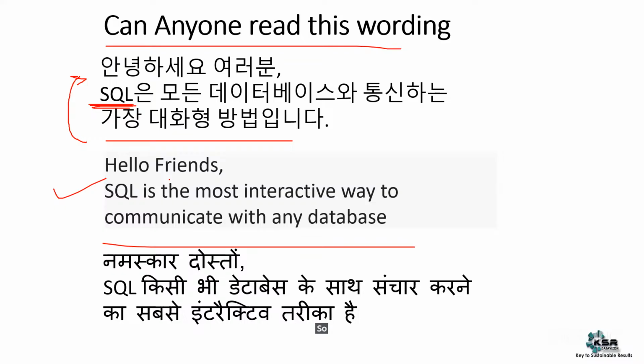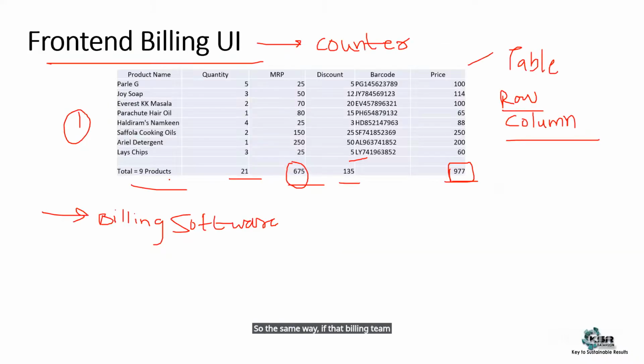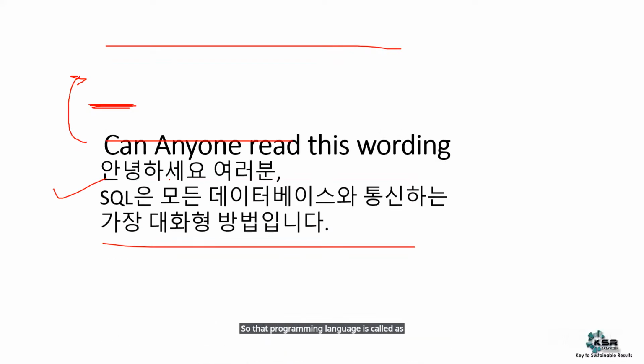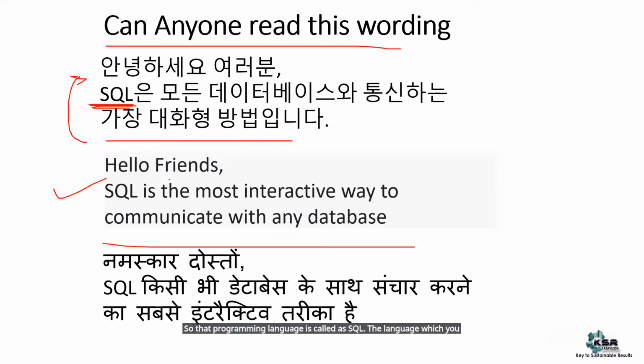In the same way, if that billing team wants to communicate with their billing software, they need to know a language. It might be a programming language. That programming language is called SQL. The language with which you can easily communicate with the database is called SQL. The big question is why SQL? Why not any language? Because SQL is the most interactive way to communicate with the database.